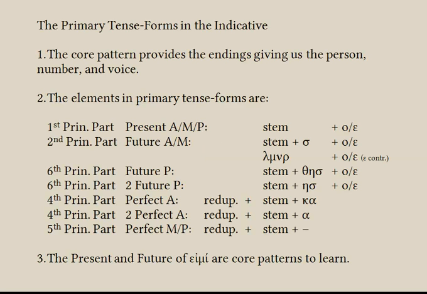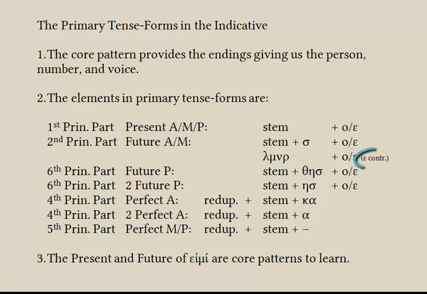So here's a summary of what we've seen in these two videos on the primary tense forms and the indicative. We've got a core pattern that provides the endings, which give us the person, number, and voice. And then I list for you there the elements in the primary tense forms. Which principal part is used, which ones use reduplication, what their stem looks like, the tense signs, and the variable vowels. The lambda, mu, nu, and rho there in the future active and middle refer to those liquid or nasal futures. They're usually just called liquid futures.